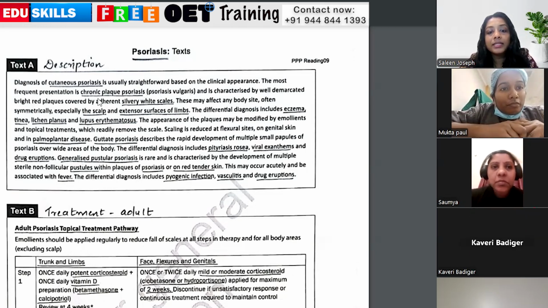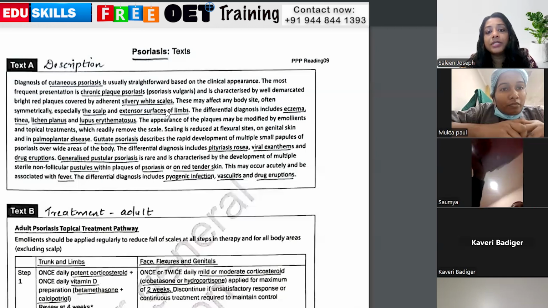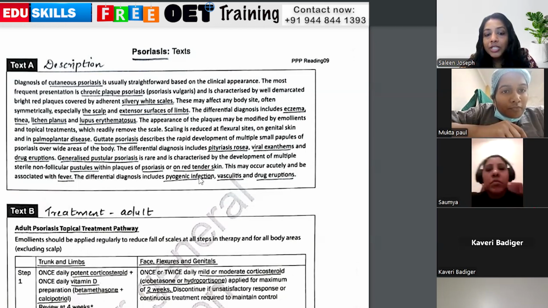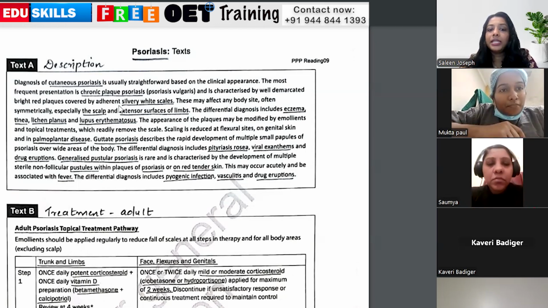Then red plaques, silvery white scales, scalp, extensor surfaces of limbs, and eczema, tinea, lichen planus, some disease conditions they have mentioned. Then palmoplantar disease, again a disease condition. Then guttate psoriasis, another type of psoriasis. And some characteristics of psoriasis, right?